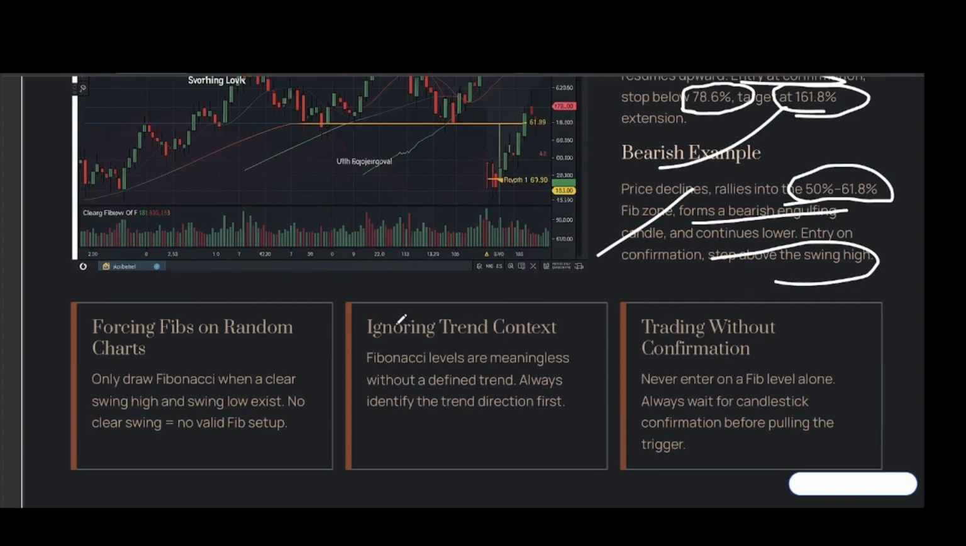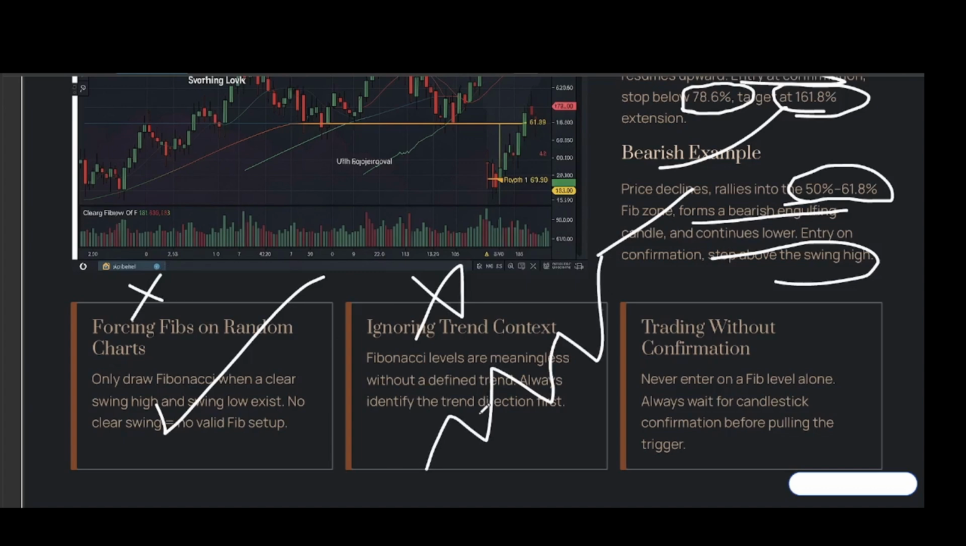Now don't force random trades. Fibonacci does not work at all in a sideways choppy market. Do not ignore the trend. If the trend is completely clear like this, only then do you trade. In a sideways market, you are going to end up losing and blowing your entire capital.